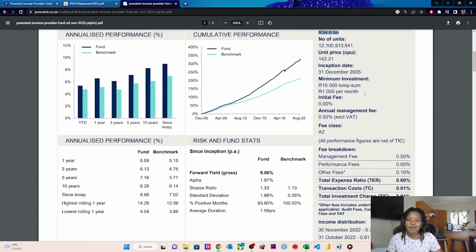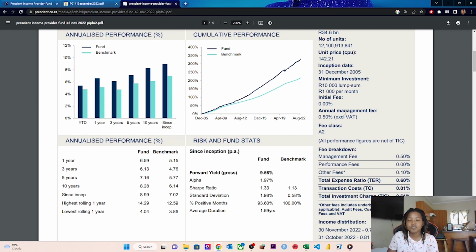Okay, so you've heard me speaking about 10,000. Why am I speaking about 10,000? Because for this particular fund, the minimum lump sum is 10K, right? But if you don't have 10K, what you can do is set up a debit order on Prescient online and contribute 1,000 Rand per month towards this fund. So that's just something to be mindful of. That's where I'm getting the 10,000 Rand from in my examples.